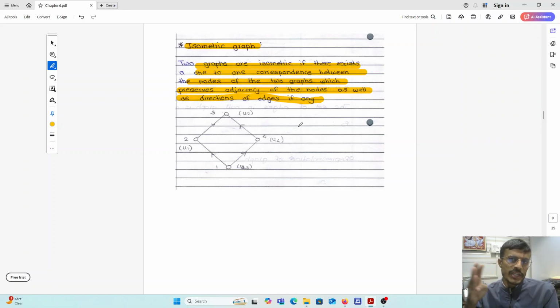For example, G1 and G2, these are the two graphs. Then whatever number of edges present in G1, that much amount of edges should be present in G2. Talking about nodes, it should have the same number of nodes, and talking about direction, it should have the same direction. Then the given two graphs are said to be isomorphic graphs.